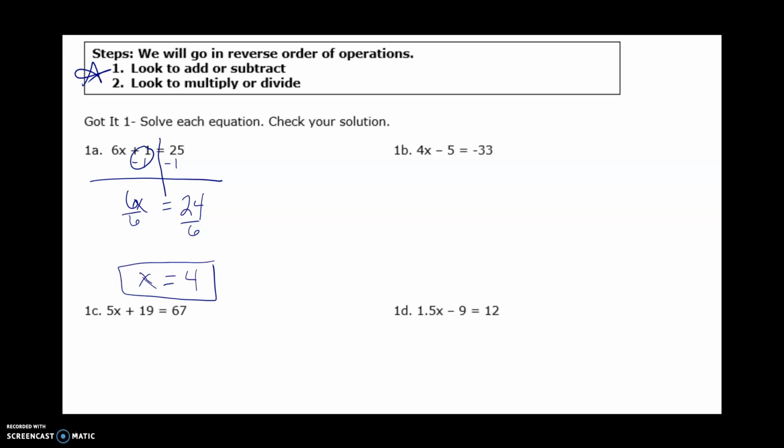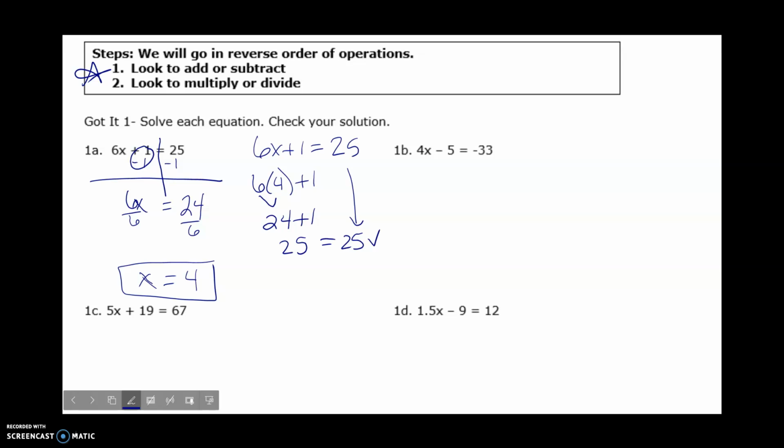If I need to check, just like yesterday, I'm going to take my original equation. I'm going to plug the 4 where the x was. Simplify this left side. 6 times 4, 24 plus 1, that's 25. Then I look to the right side to make sure my answers match.